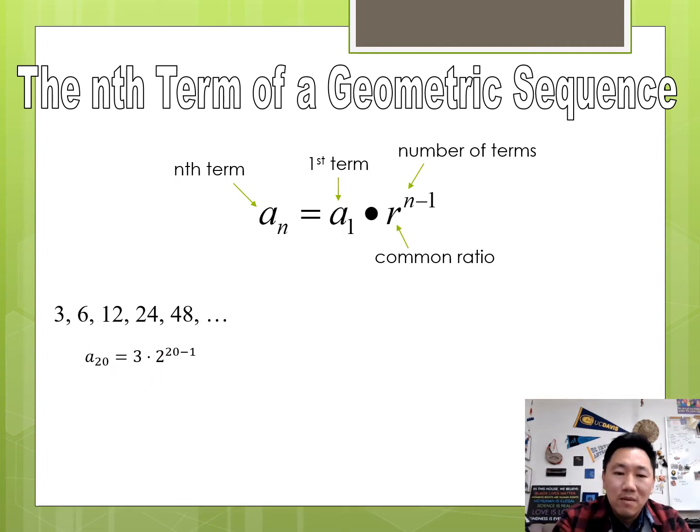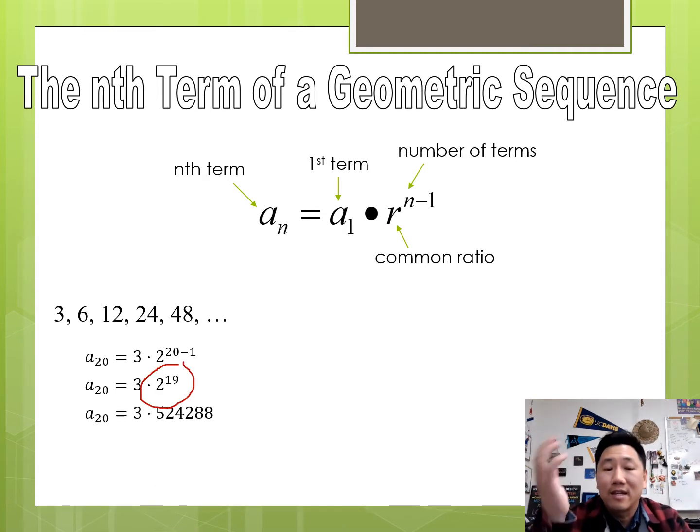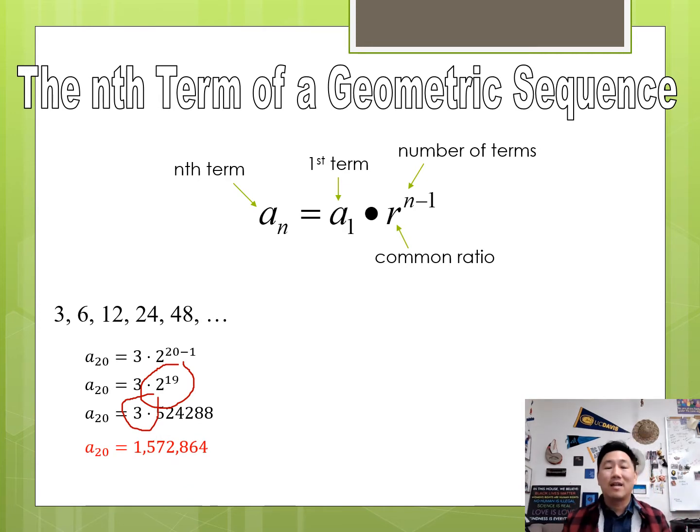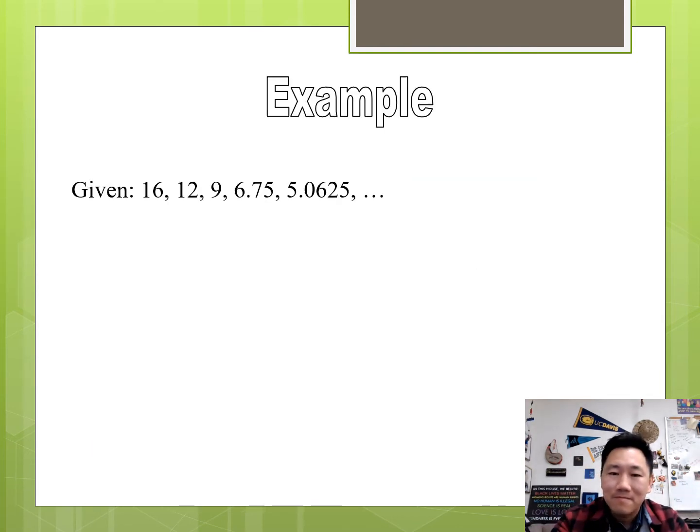Then you have to use PEMDAS to simplify it or solve. Always do the exponent first. So 20 minus 1. And then next, we're going to go ahead and do 2 to the 19th first. And then on your calculator, 2 to the 19th is a pretty big number. And then the very last thing you're going to do is multiply it with that 3. And it turns out that if you kept on doing it, the 20th term will be 1,572,864. Kind of cool.